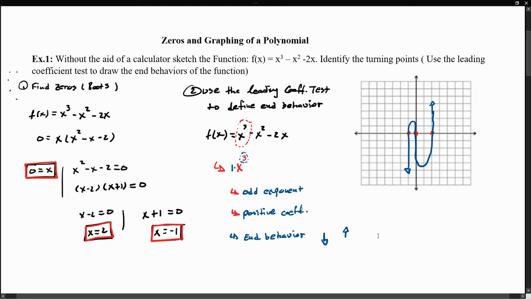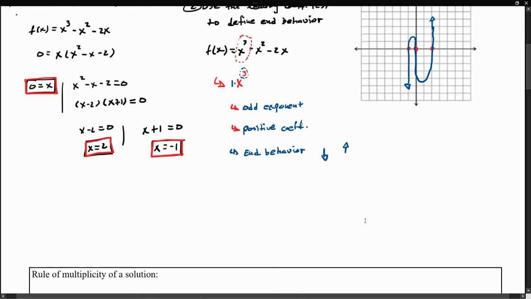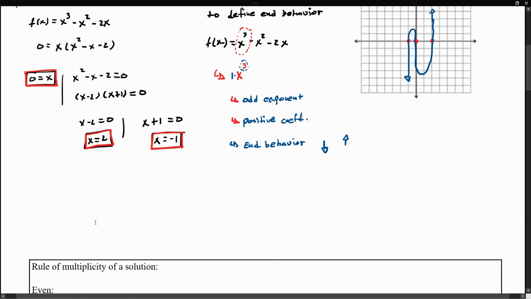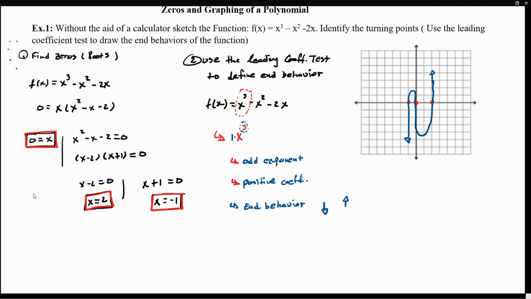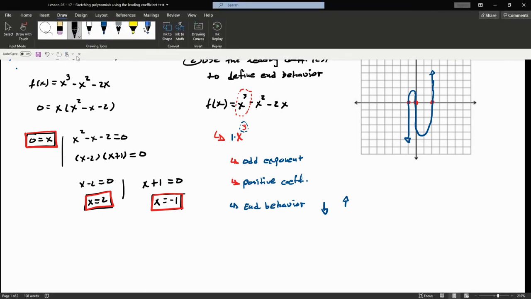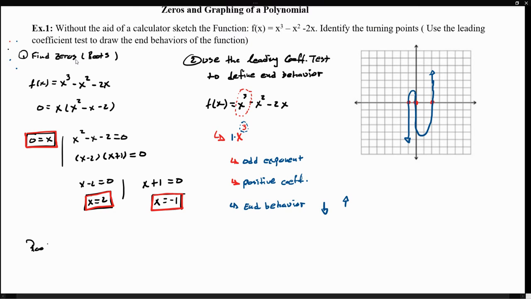But before we explore this idea a little bit further, we do have to discuss the idea of multiplicity of a root, or the multiplicity of a solution. Now, looking at example 1, we can say that the solutions, or the roots, x equals 1 has a multiplicity of 1, x equals 2 also has a multiplicity of 1, and x equals -1 also has a multiplicity of 1.